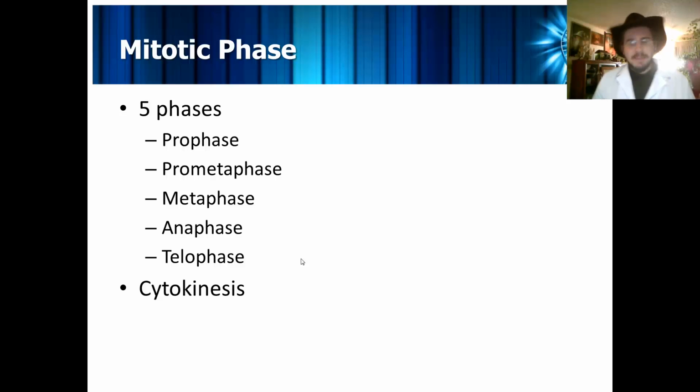Cytokinesis separates one cell into two. It pinches the cytoplasm of the membrane. So kinesis is movement, cyto referring to the cell or the cytoplasm that's pinched inward, and it moves like this. And so you have one cell that looks like this, it pinches inward and then goes bloop and separates. And you have two cells. So cytokinesis is the separation of one cell into two.